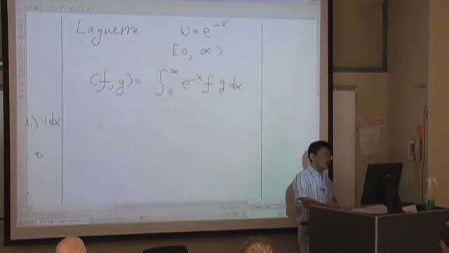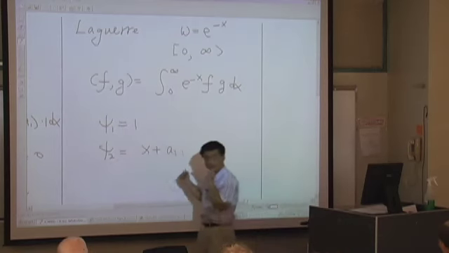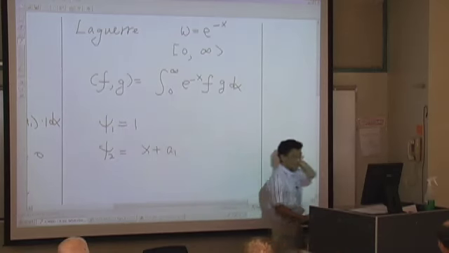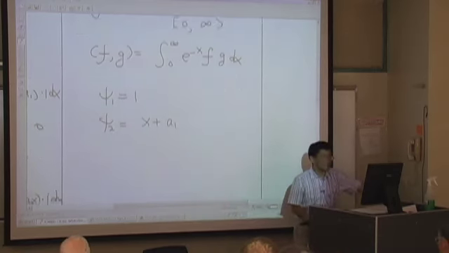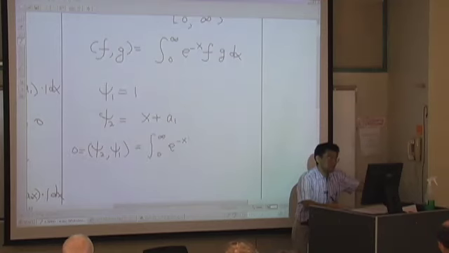First of all, psi 1 is 1, psi 2 is x plus a1, right? Then, let's determine a1 by using the inner product. So, psi 2, psi 1 is 0. This is the integral from 0 to infinity, e to the minus x, and then f is x plus a1, and then g is 1, dx.